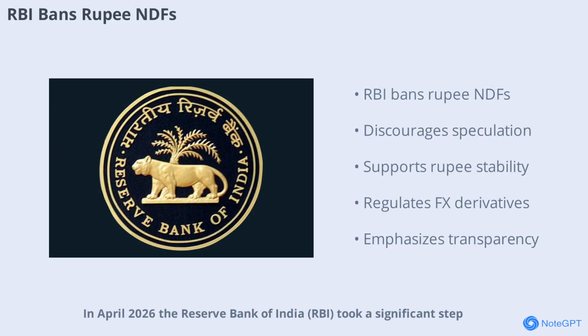In April 2026, the Reserve Bank of India (RBI) took a significant step by prohibiting banks from offering rupee NDF contracts to corporates. This move was prompted by increased FX volatility and aimed to discourage speculative trading, support the rupee, and regulate the FX derivatives market. The directive, although temporary, had immediate implications for banks, corporates, and other aspects of foreign exchange dealing. It marked a shift in India's regulatory approach, emphasizing transparency and discipline in the FX market.